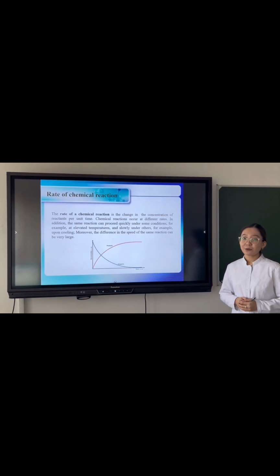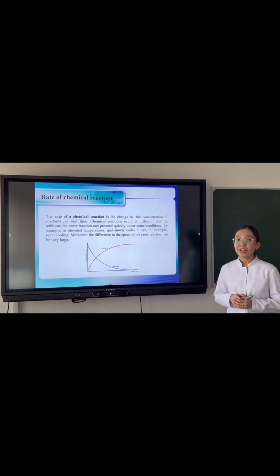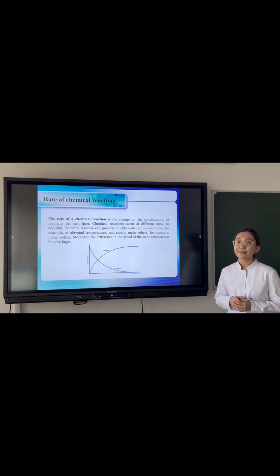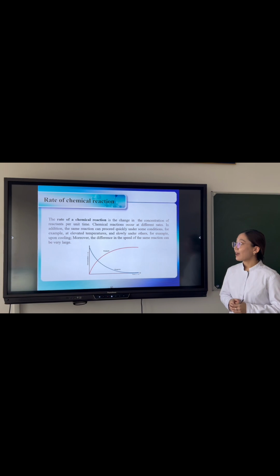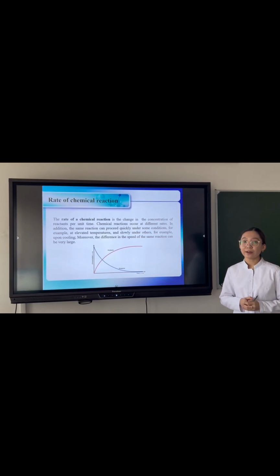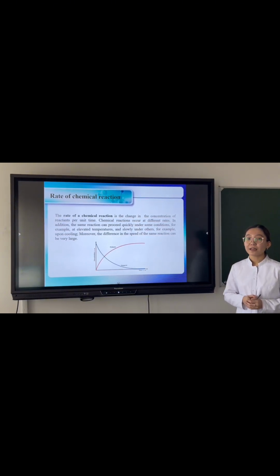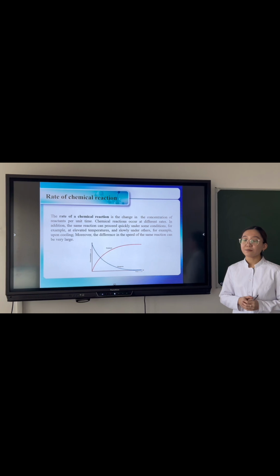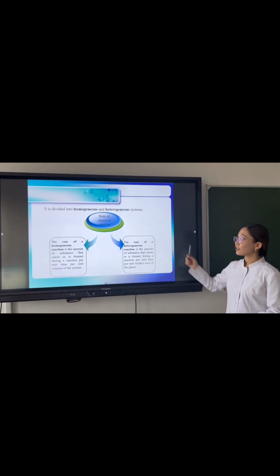Chemical reactions occur at different rates. In addition, the same reaction can proceed quickly under some conditions, for example, at elevated temperature, and slowly under others, for example, upon cooling. Moreover, the difference in the speed of some reactions can be very large. Systems are divided into homogeneous and heterogeneous.